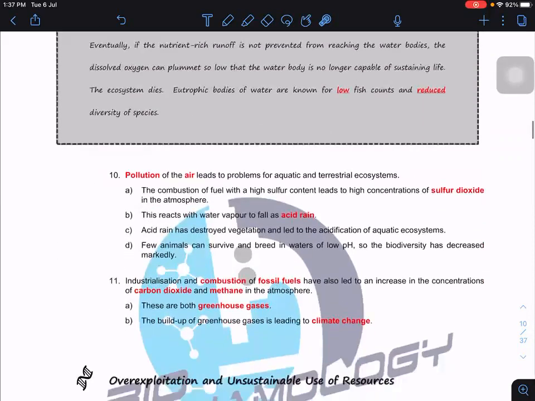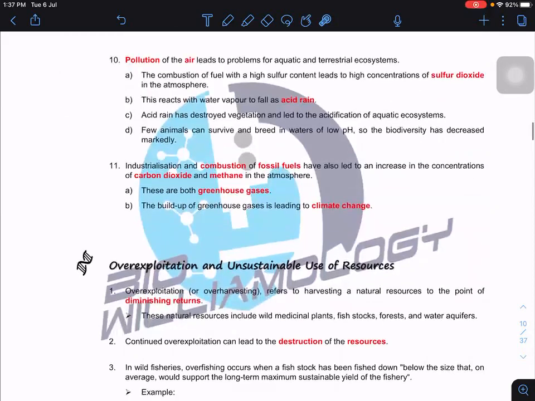So next, pollution in the air. Just now we talked about terrestrial and aquatic. Now how about the air? Yes, the pollutants released into the air, for example sulfur dioxide, will cause acid rain. And combustion of fossil fuel in industry releases CO2 and methane gas. Both of them are greenhouse gases, which means they further cause climate change in the atmosphere.